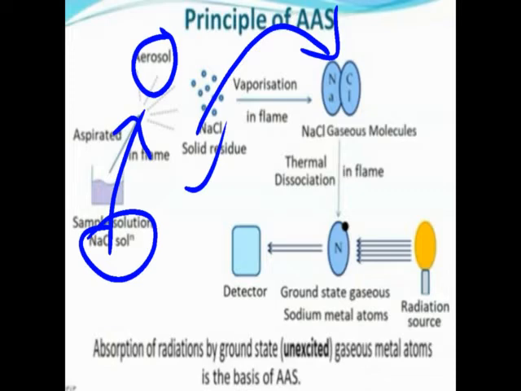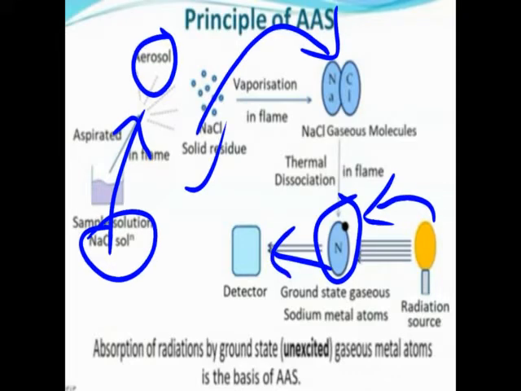Again, thermal radiation takes place, the sodium metal separates, chloride separates, and when they are present as ground state gaseous atoms, or ground state gaseous sodium, they will not go from the ground state to the excited state. They will remain as they are in the ground state. And when other radiations fall on these gaseous atoms, what happens? They will absorb those radiations, and the unwanted or other radiations they will emit. So these emitted radiations go to the detector, where they are detected.